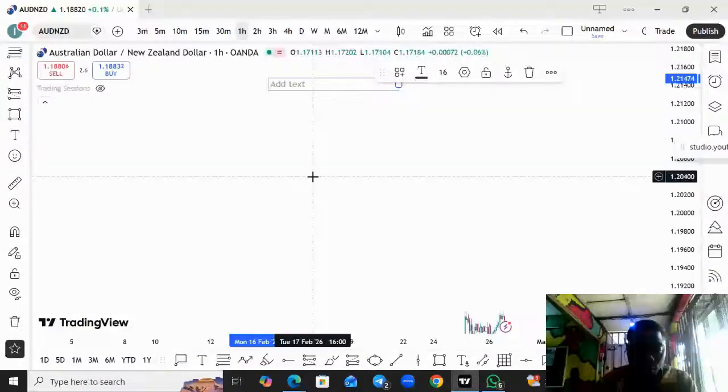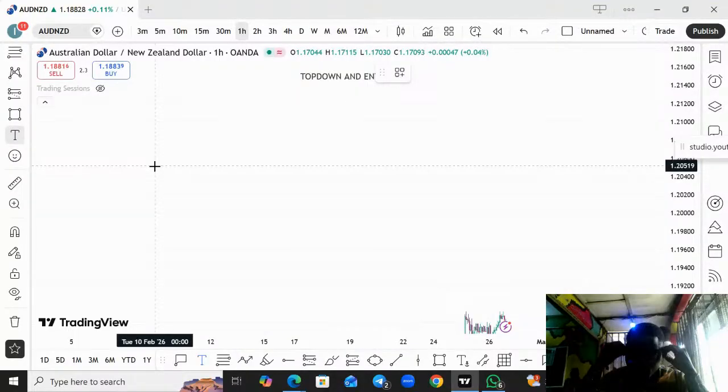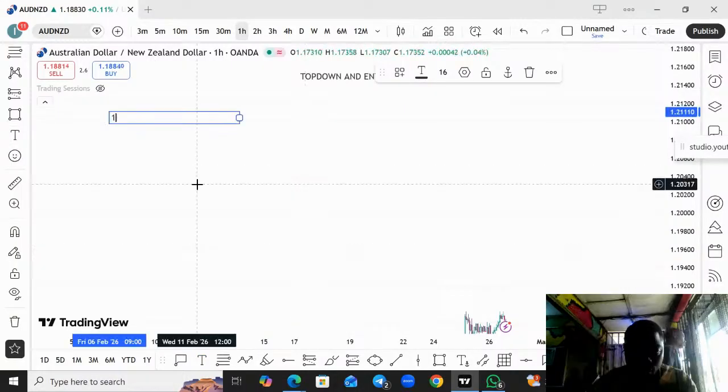You just have to pay attention. So your top-down analysis is a process for entries, all right? I only use two time frames with my students. The first time frame is the daily time frame.